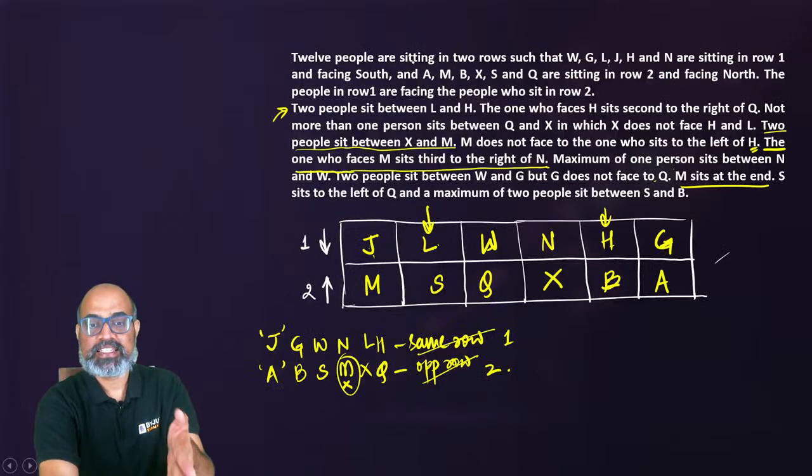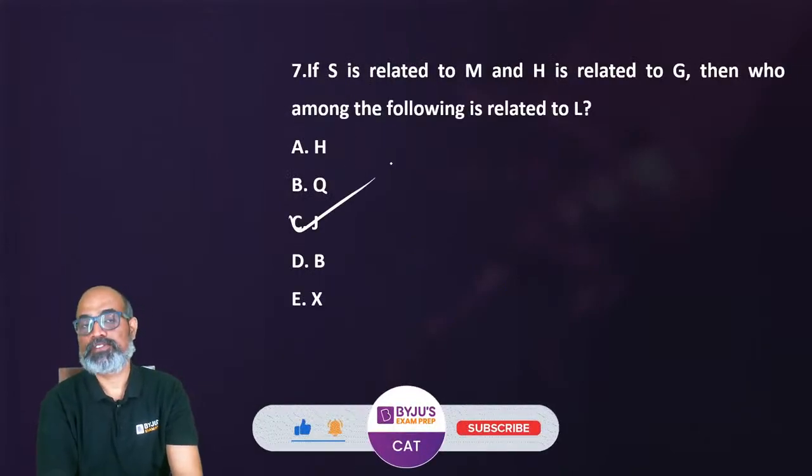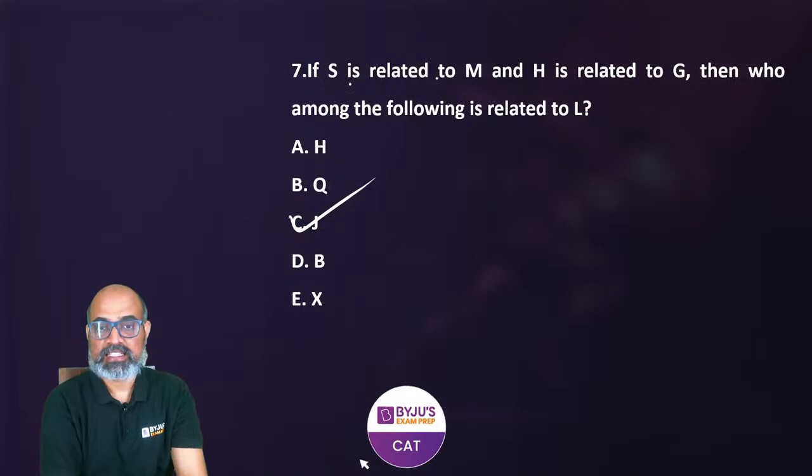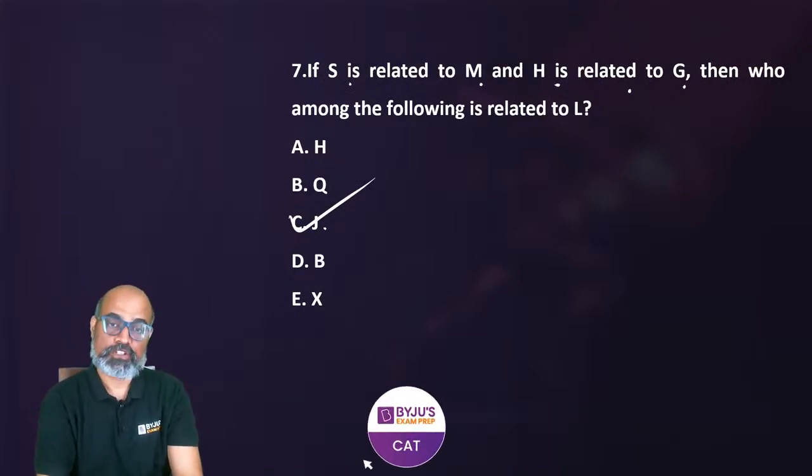So who is sitting to the right of L? It's J. So J is sitting to the right of L. So we can say S is sitting to the right of M, H is right of G, so J is to the right of L.